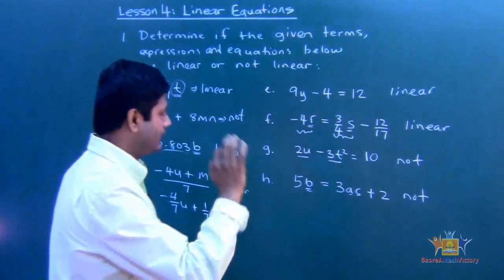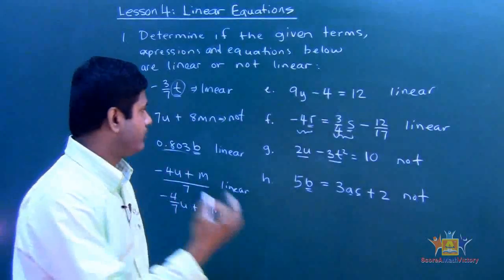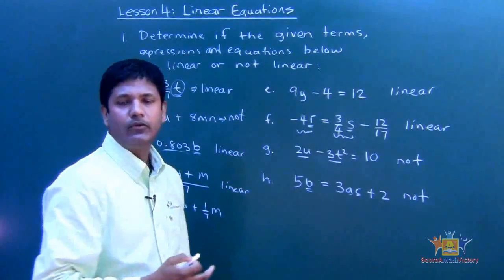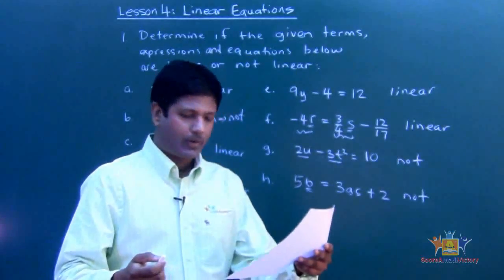The key thing is, look at the terms and make sure they have one unknown. So if it's an expression, look at the terms. If it's an equation, look at the terms. Good. Okay, let's do problem 2.